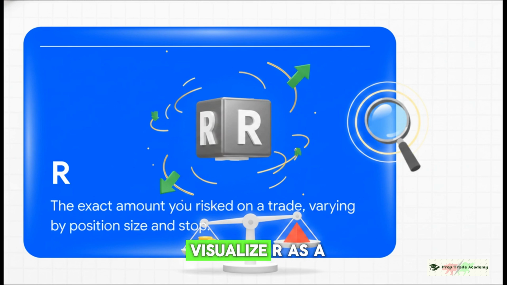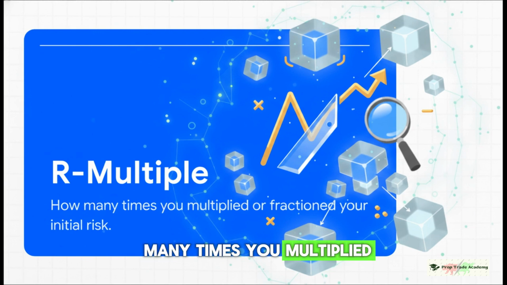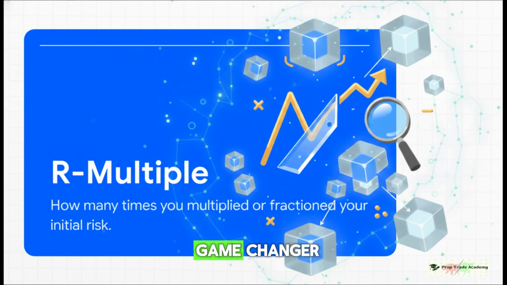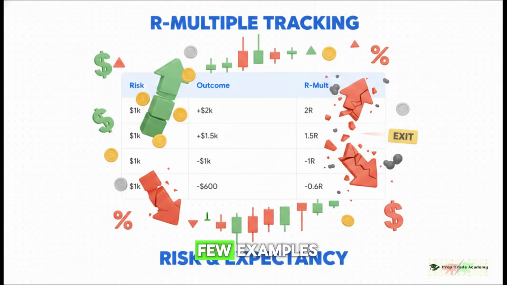I want you to visualize R as a solid 3D block representing your base risk for that exact specific setup. And once you have your R block, we arrive at the R multiple. This is just a number that tells you how many times you multiplied or fractioned that initial block of risk. This metric is a game changer because it cuts right through all of that P&L distortion we just talked about. It solely focuses on how a trade performed relative to its specific, unique risk. Let's look at a few examples.